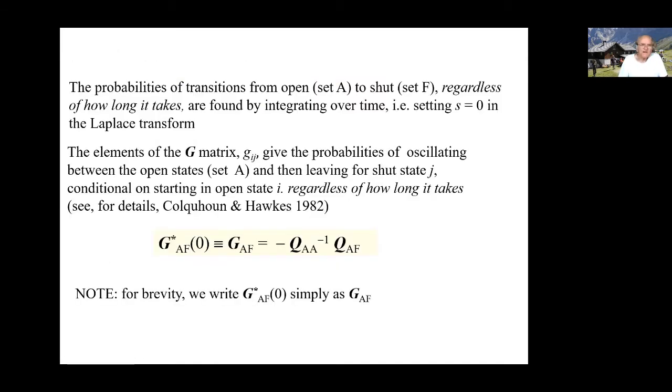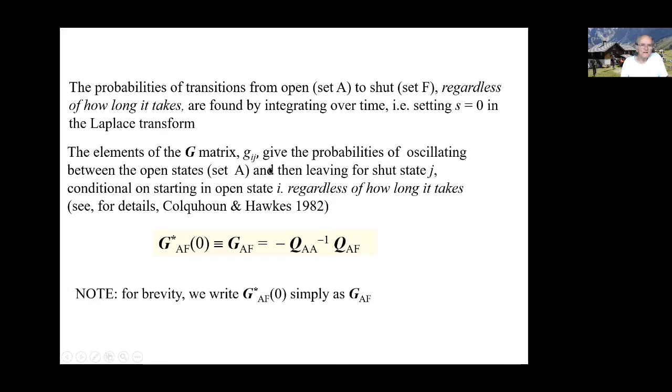And this Laplace transform gives rise to another very useful matrix. Suppose that we want to know the probabilities of transitions from set A to set F, open to shut, regardless of how long it takes for those transitions to occur. Well, you can find this by integrating over time. And as we saw in the talk on Laplace transforms, you can do this simply by setting s equals 0 in the Laplace transform.